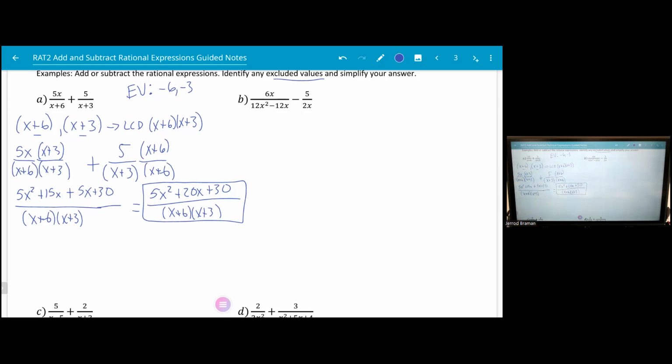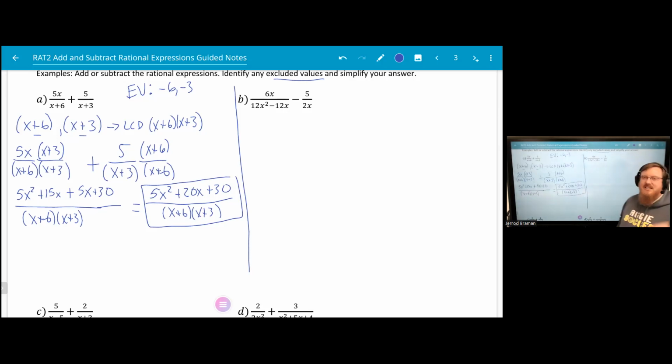We can do that. All right, for this next one here, for B, it's 6x divided by 12x squared minus 12x minus 5 divided by 2x. So let's go ahead. I'm going to kind of make this box a little smaller here for our final answer. So letter B, I've got 6x divided by 12x squared minus 12x minus 5 divided by 2x. So that second one, that minus 5 divided by 2x, that's already simplified. But that first one here, we got to do some work to this. Let's go ahead and simplify what we can.